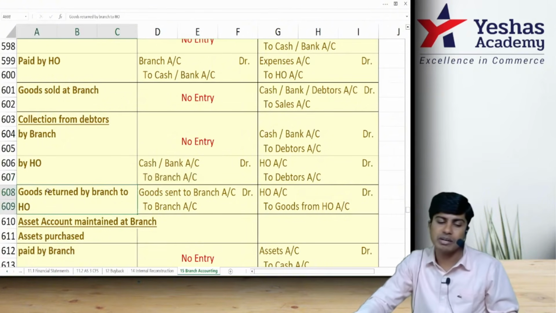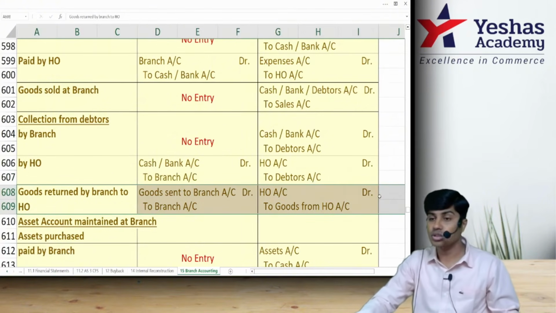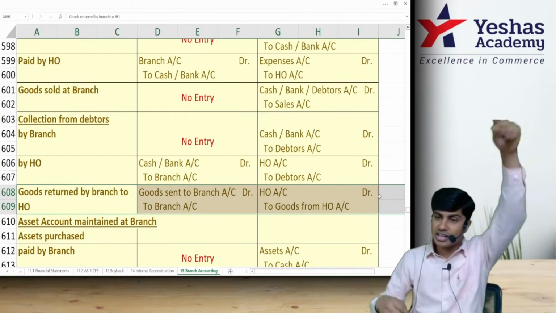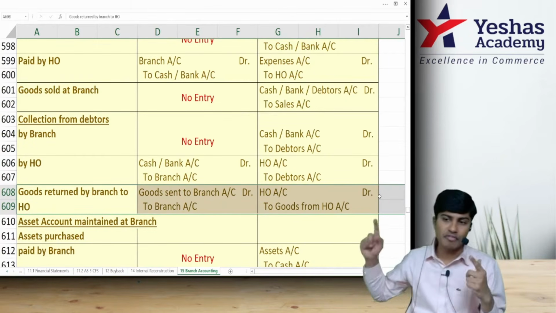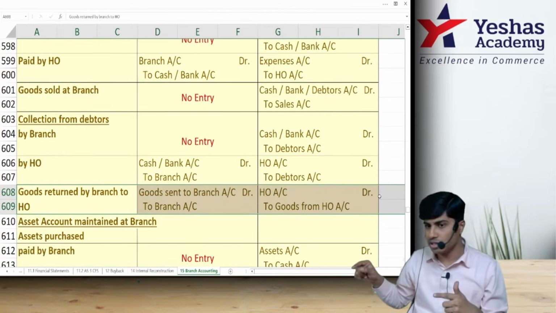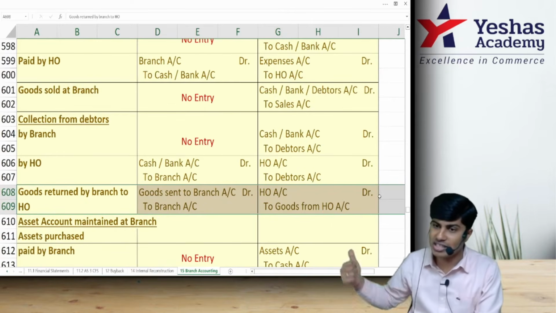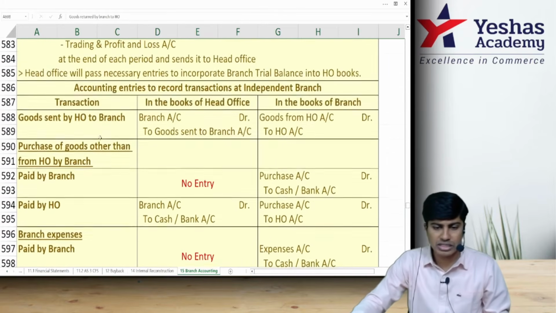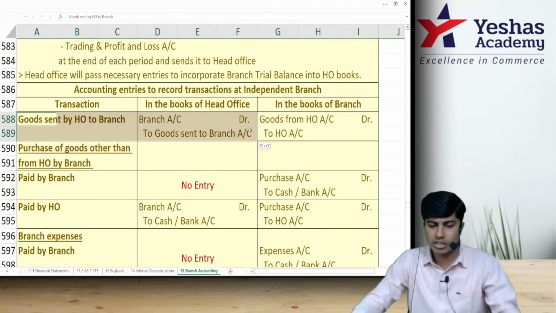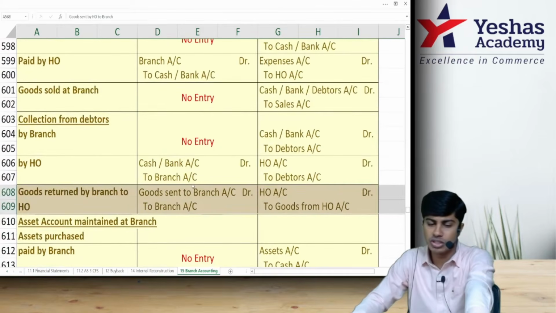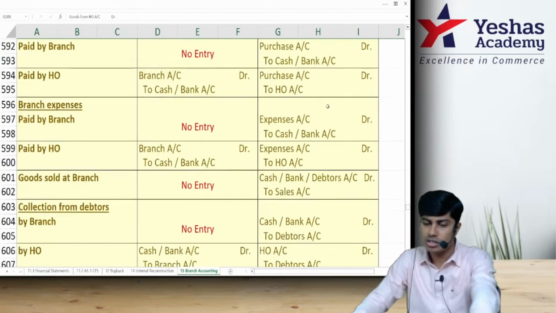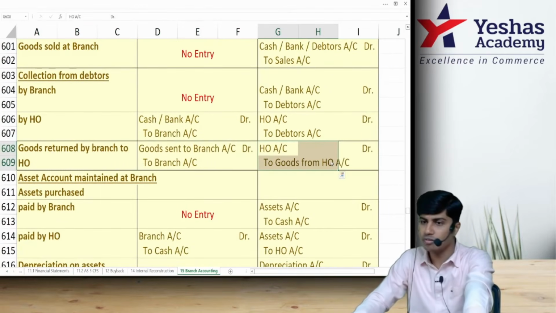What if the goods are returned by the branch to head office? Then you will reverse the entry that you had previously passed. In the books of head office, the entry is goods sent to branch, branch to goods sent to branch. In the books of branch, the entry is head office account debit to goods from head office. See this? The goods were sent, your entry was branch to goods sent to branch. Now we'll write goods sent to branch to branch. Previously it was goods from head office to head office. I will write head office to goods from.